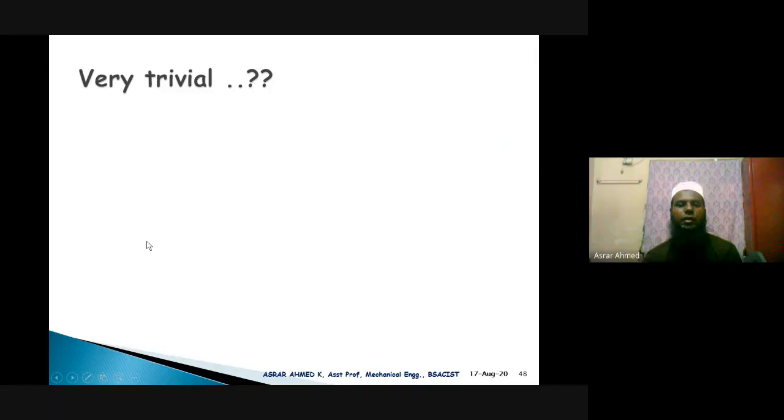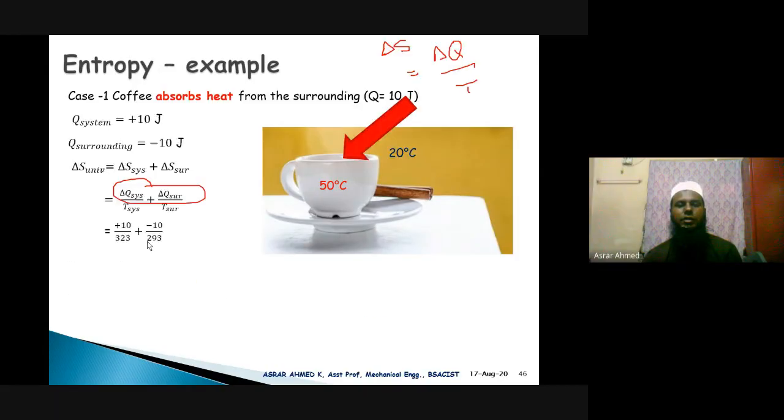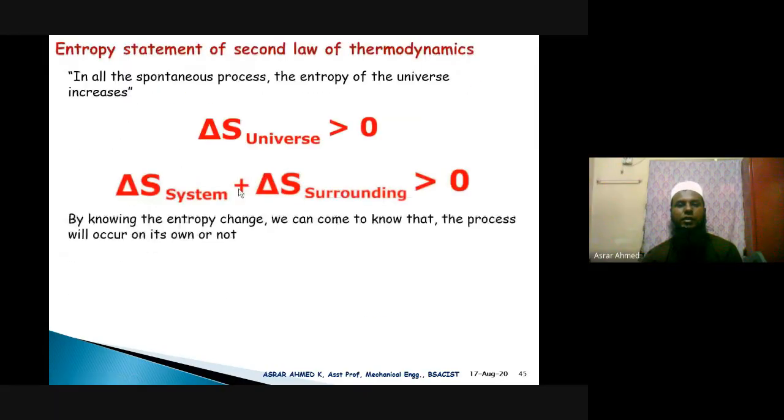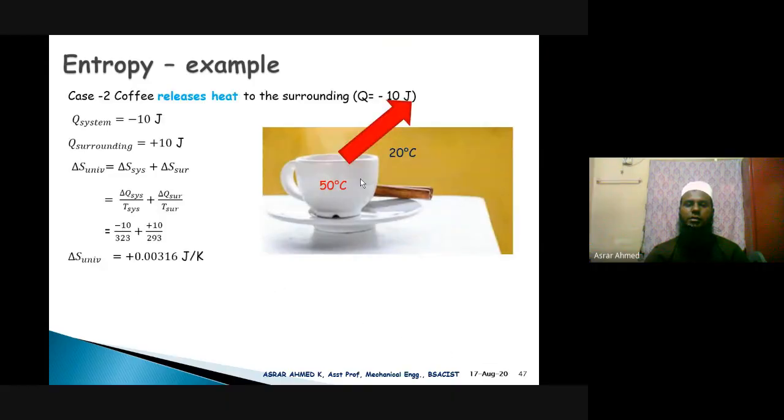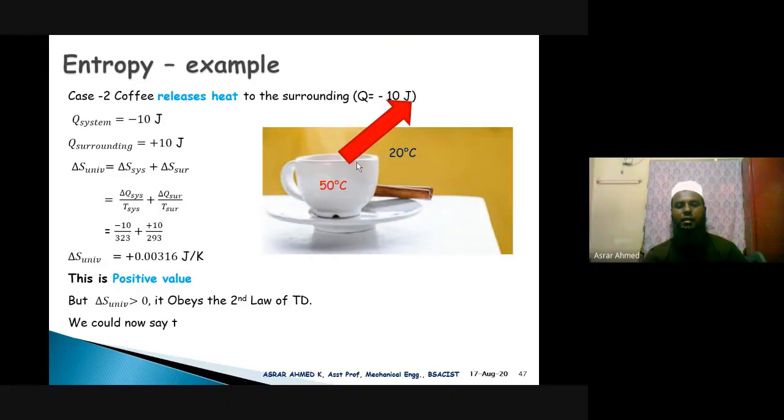How can we find out? If delta S of the universe is greater than 0, then it is spontaneous. If it is less than or equal to 0, then it is non-spontaneous, or that process will not occur. So that is the second law of thermodynamics. Now you might have understood the importance of the second law of thermodynamics, right?